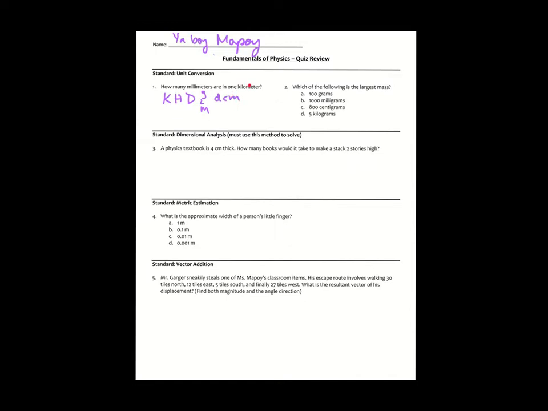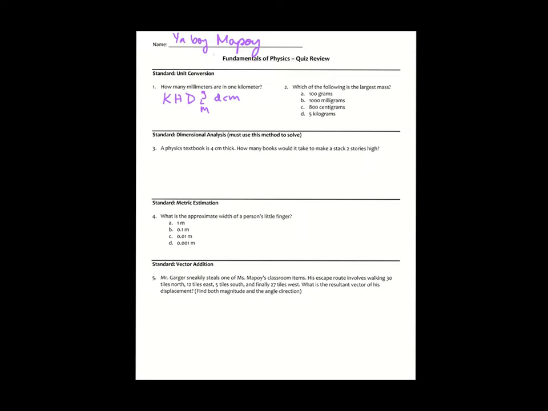So we're going from 1 kilometer to millimeters. So we're going to go from this big K, from kilo, all the way down here to milli. And so what we're going to do, we're going to count the steps to get from K to M. So 1, 2, 3, 4, 5, 6. So we got to move our decimal place over from left to right 6 places.